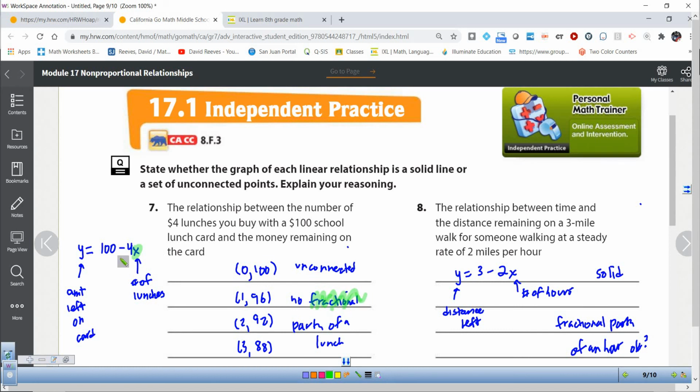Can you have a fractional part of the x? And of course, when you have a fractional part of the x, that will lead to a fractional part of a y. You actually could have a fractional part of money left on the card, but you're not going to pay for a fractional part of lunch. They're not going to sell you half a lunch for $2. They're not going to sell you a fourth of a lunch for $1. You get a $4 lunch, and it goes down by fours.